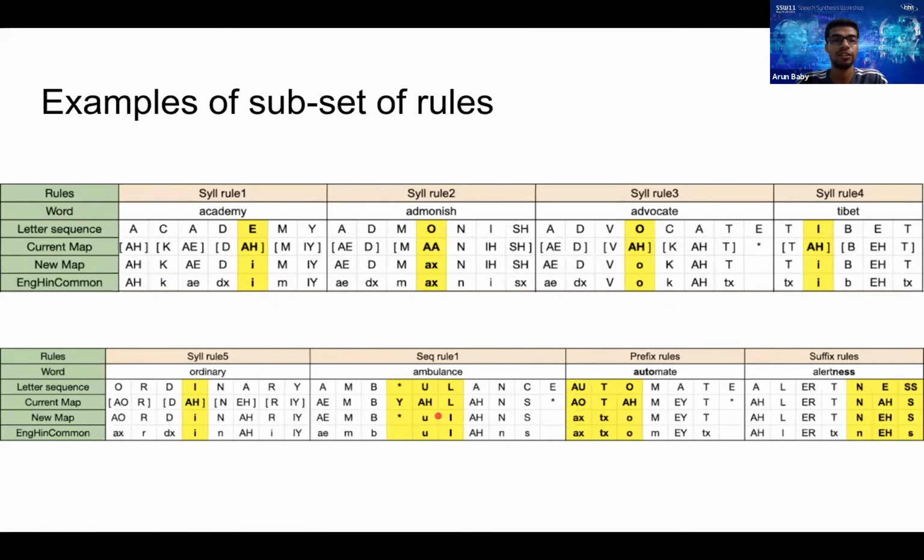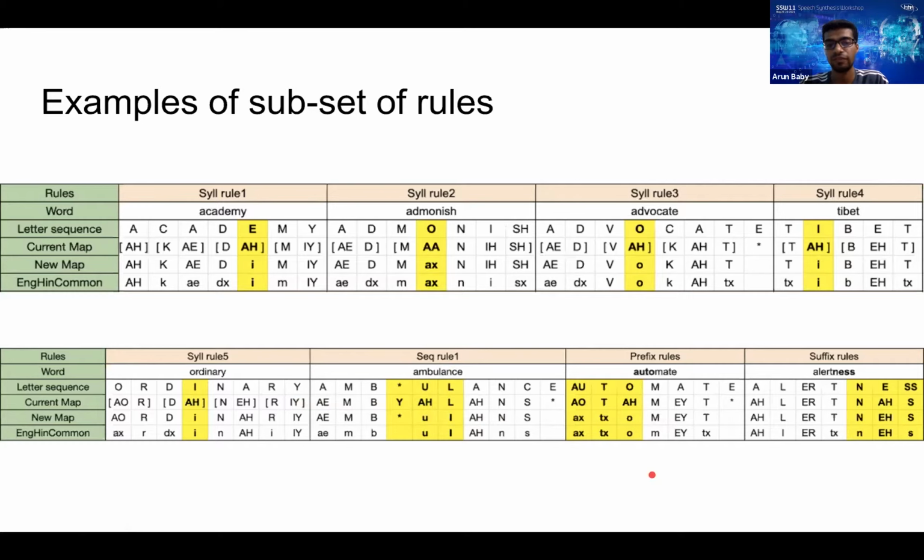So we have identified some set of rules based on this. As I have explained before, O going to AA, we are almost always replacing it with AX. Similar to that, we have identified 5 other syllable-based rules, and there can be other kinds of rules. For example, sequence rules, where for some sequences, if we have an equivalent matching sequence in the CMU phoneme set, we can replace it with the CLS phoneme set. So here, for example, ambulance is the English way of pronunciation, and the Indian way of pronunciation is different. So those kinds of things are corrected here using this sequence rule.